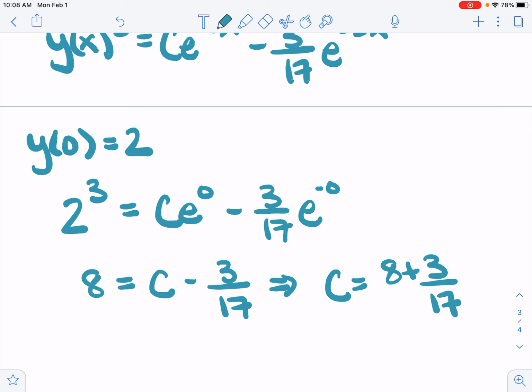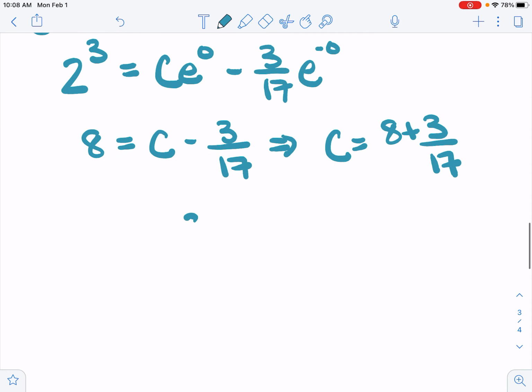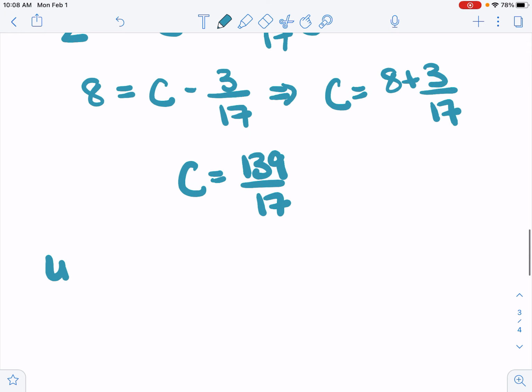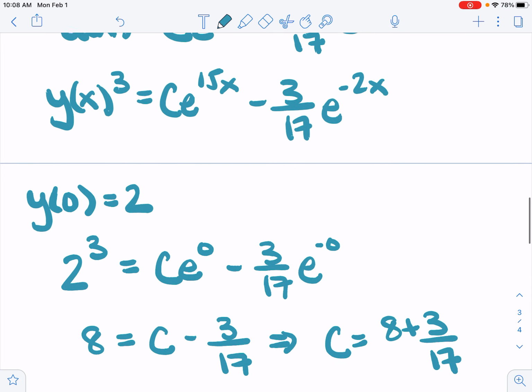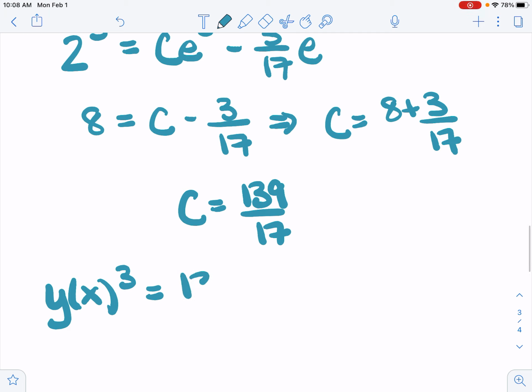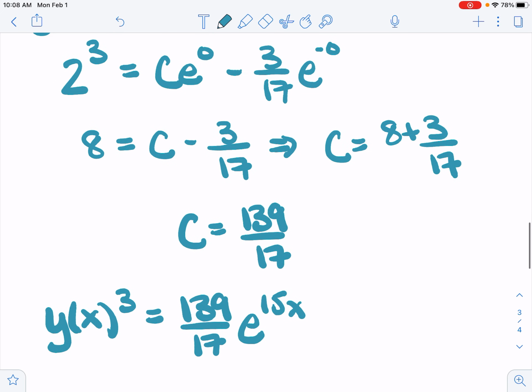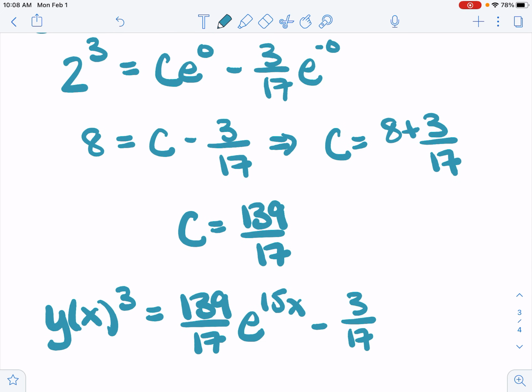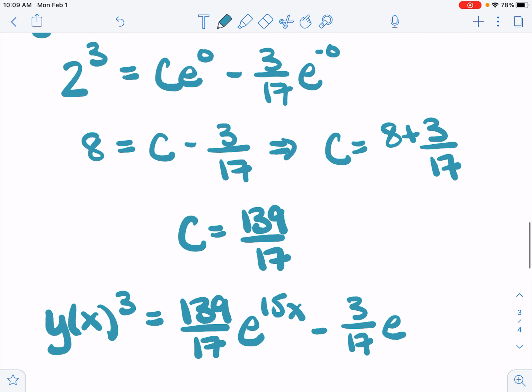8 times 17, let me look that up really quickly. 8 times 17 for the common denominator is 136. Plus 3 is 139. So c is 139/17. And our final solution is y of x cubed equals c, so that's 139/17 e to the 15x minus 3/17 e to the -2x.